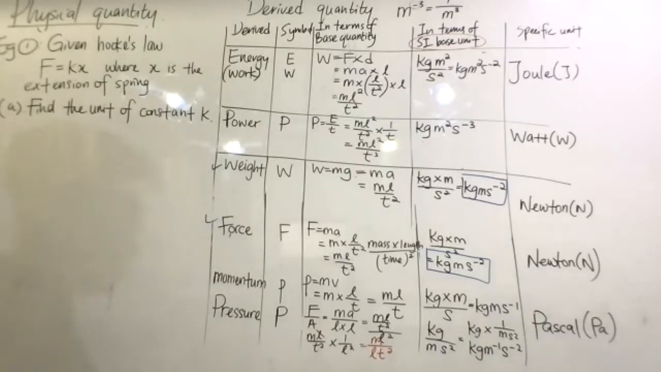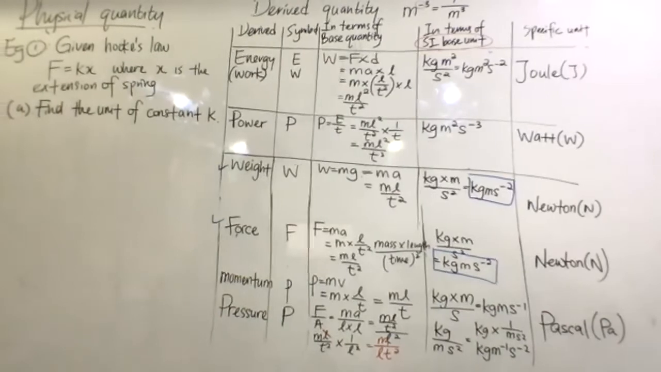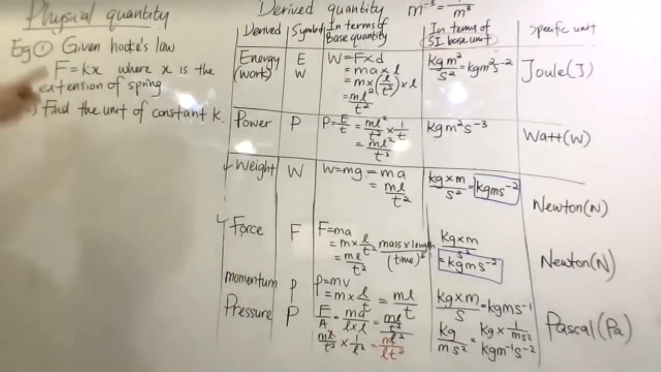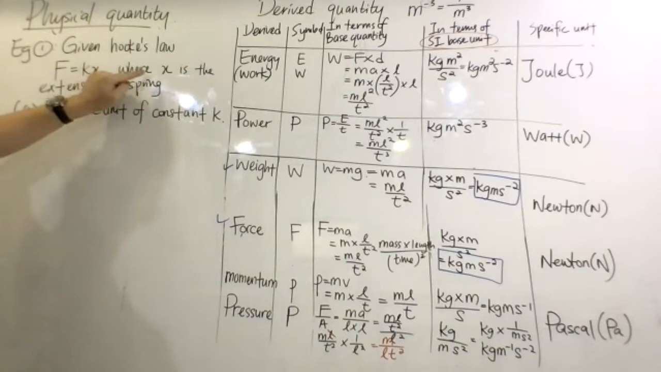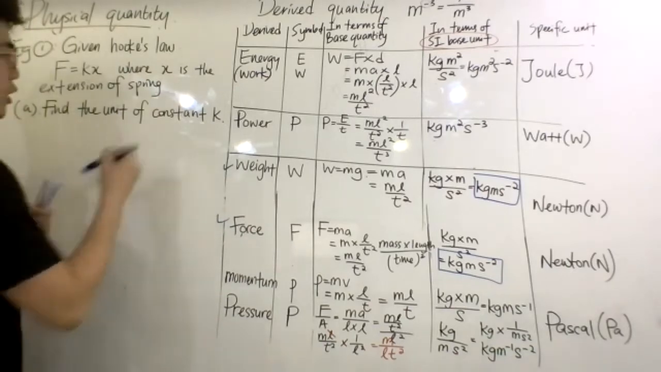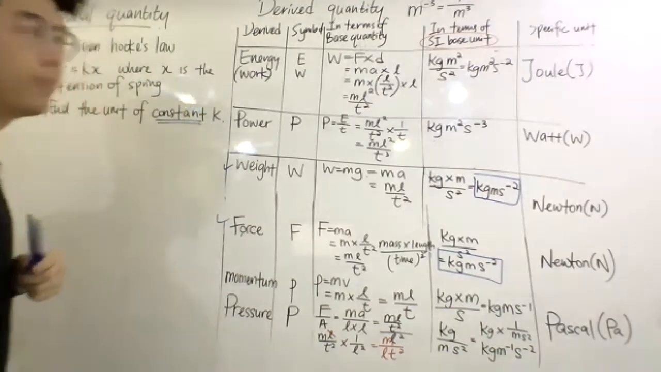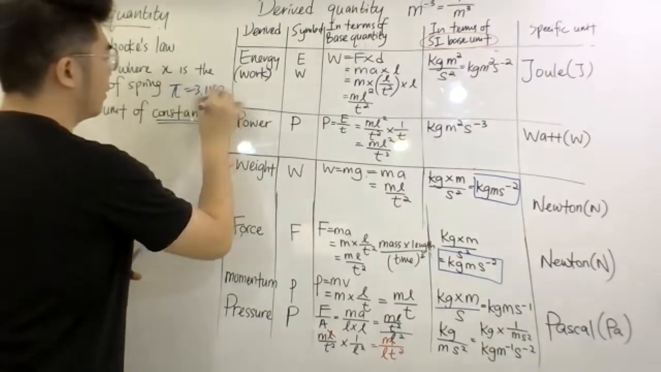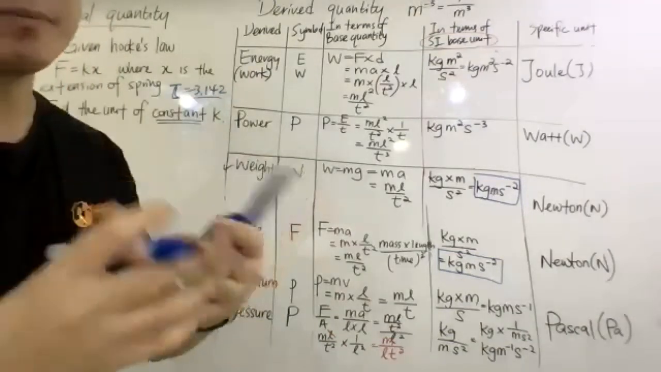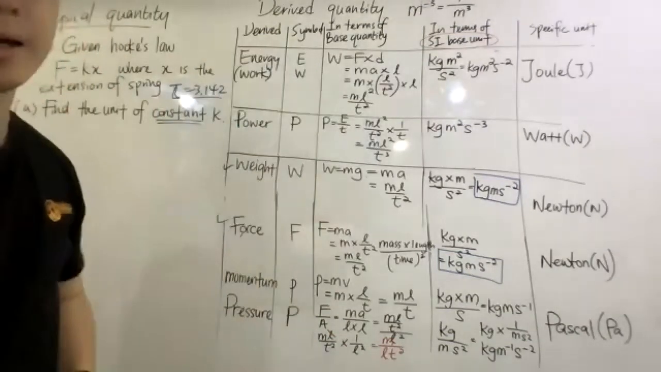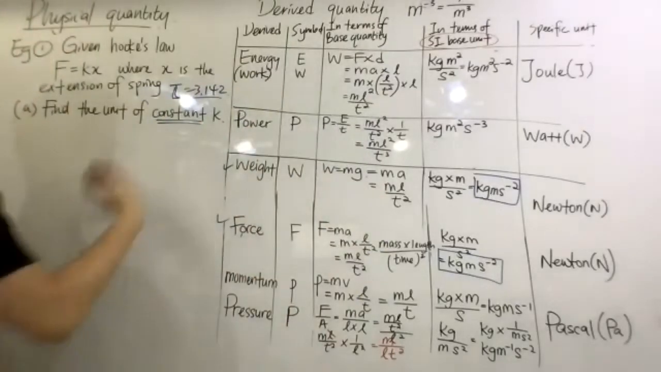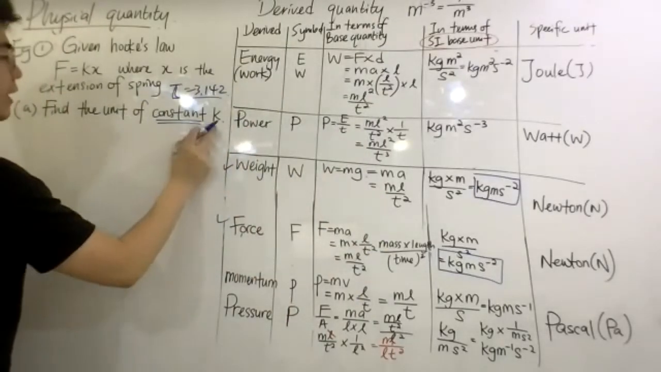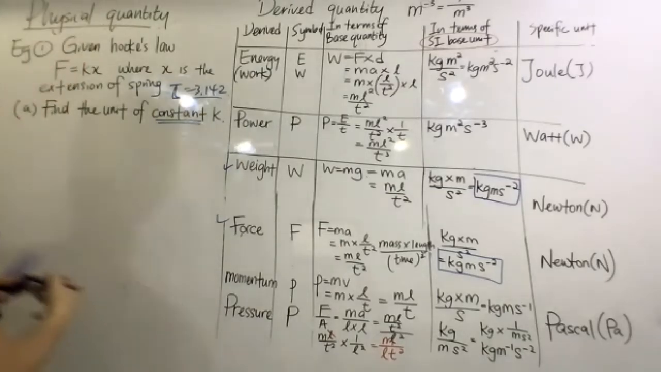Now, let's look at one example. Given Hooke's law F equals kx, where x is the extension, find the unit of constant k. Okay, so what is a constant? A constant is like a fixed value, just like pi. Pi is 3.142. It's a fixed value and it remains the same, it remains true everywhere. It is universal, okay? So constant k is just a fixed value.